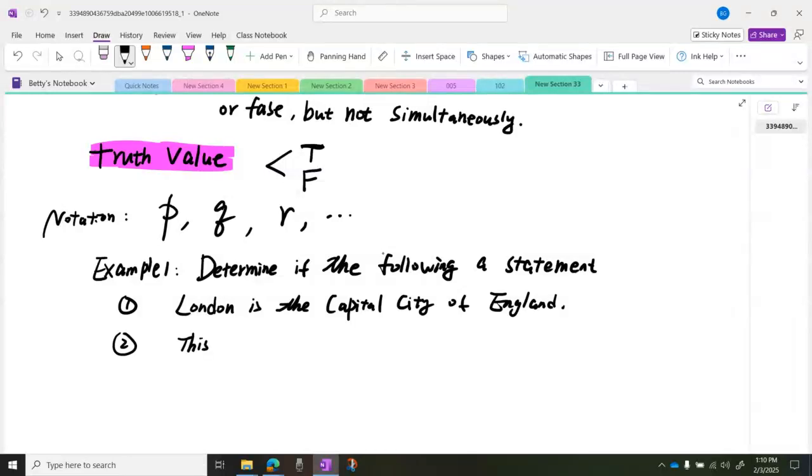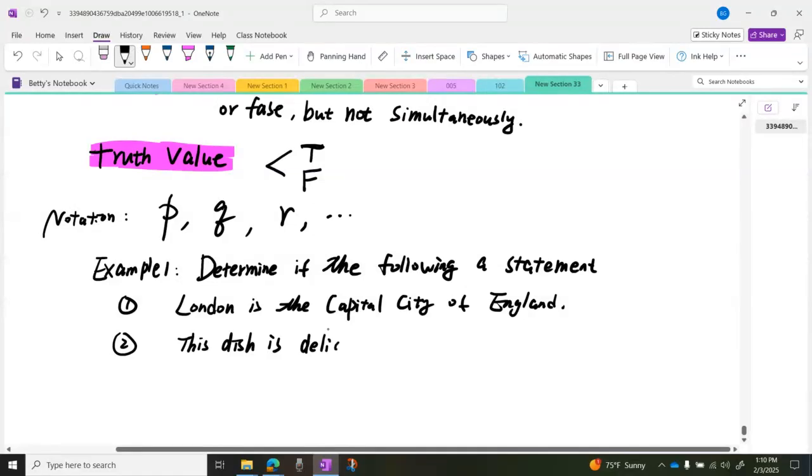This dish is delicious. D-E-L-I-C-I-O-U-S. Delicious. This dish is delicious. This is also a sentence. This dish is delicious, right? It is a sentence. Does this sentence give a statement? Does this sentence describe a fact or a lie?